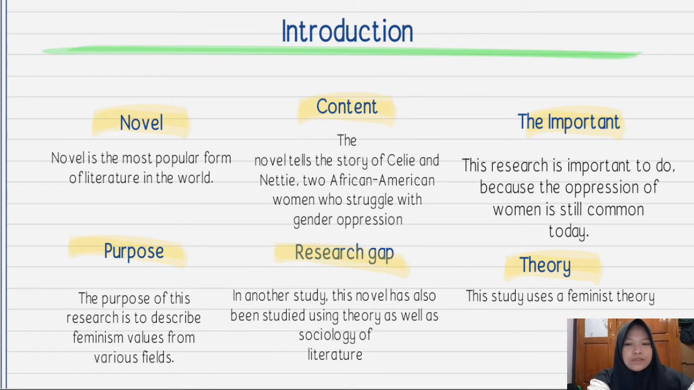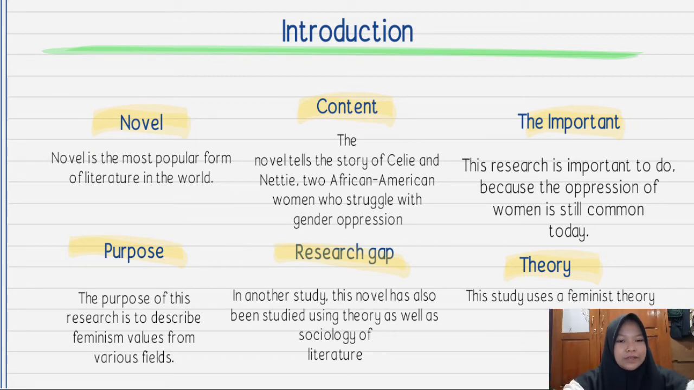As we know, the novel is the most popular form of literature in the world. This form of literature is the most widely circulated because of its broad communication power to the public. From this, the author takes the object in the form of a novel because the author wants to know how the representation of feminism and also the oppression of women is depicted in the novel.